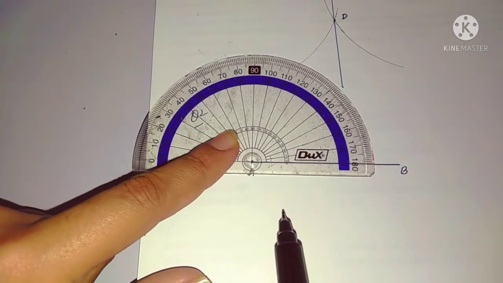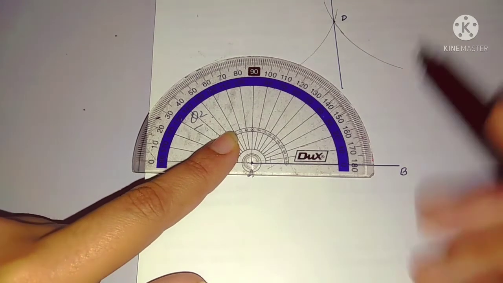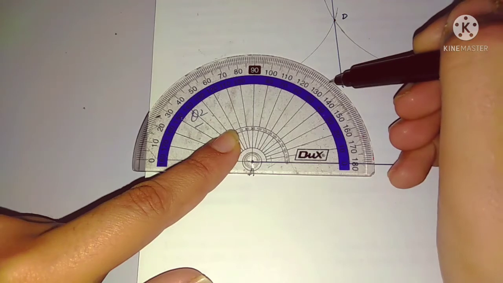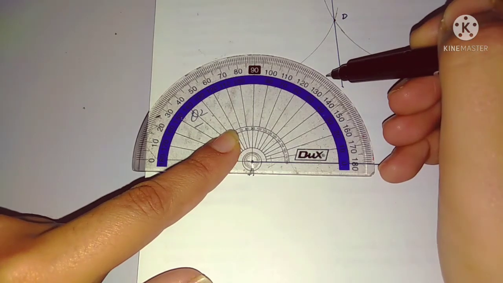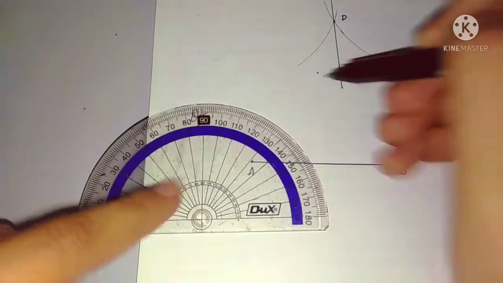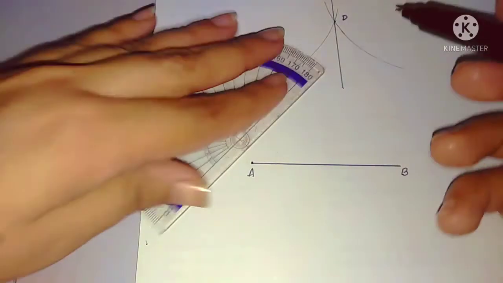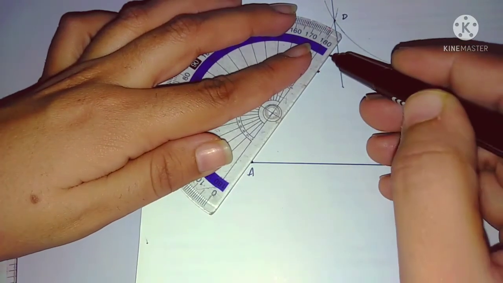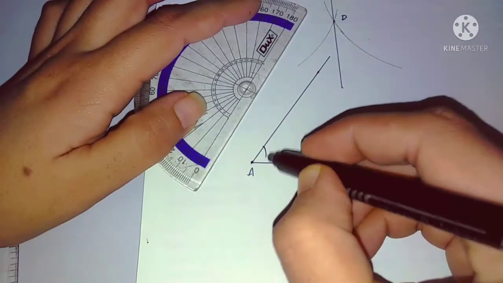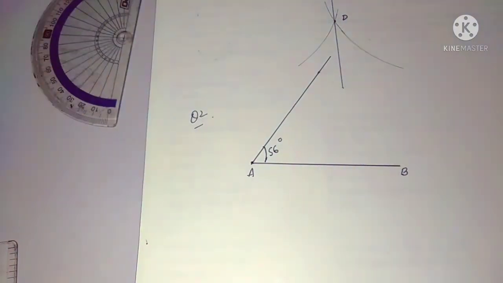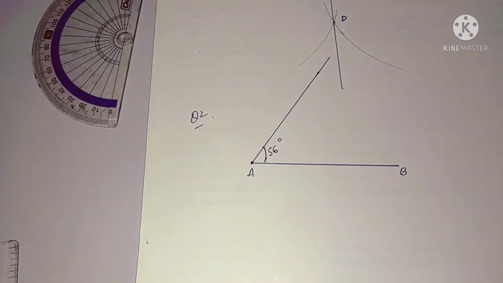As the angle given is 56 degrees, here this is 50. 51, 52, 53, 54, 55 and 56. So here this is 56. I will draw the line here. Now I have drawn the angle of 56 degrees.